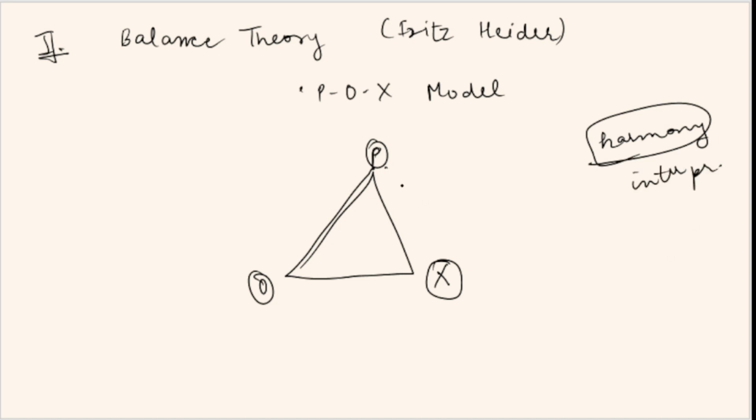So for example, it's me, my friend, and this is something: an ice cream, my friend, and me. I like my friend, which is a positive thing. Then my friend likes ice cream. So in order to make it balanced, I would say, my friend likes ice cream, so I should also like ice cream in order for it to be balanced. Then we can have unbalanced figures also.